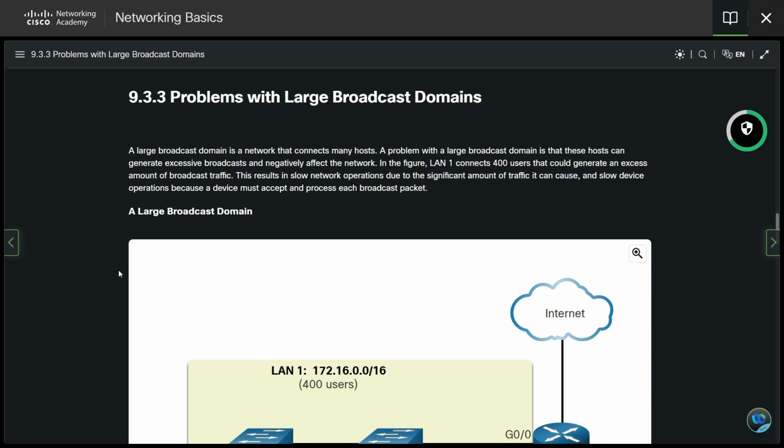This results in slow network operation due to the significant amount of traffic it can cause, and slow device operation because a device must accept and process each broadcast packet. This is very important. Again, this results in slow network operation due to the significant amount of traffic it can cause and slow device operation, because a device must accept and process each broadcast packet.